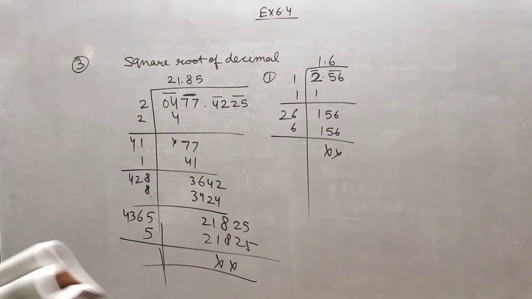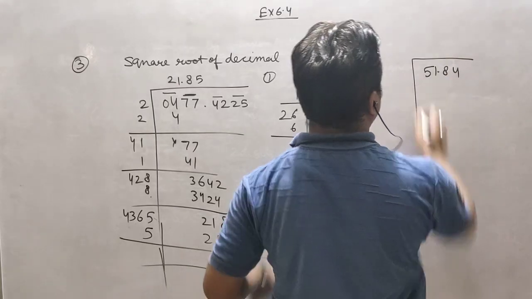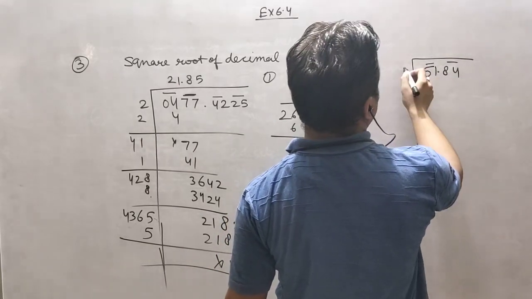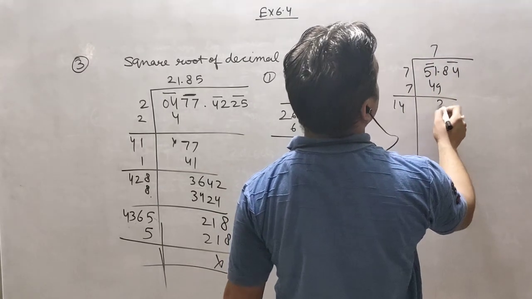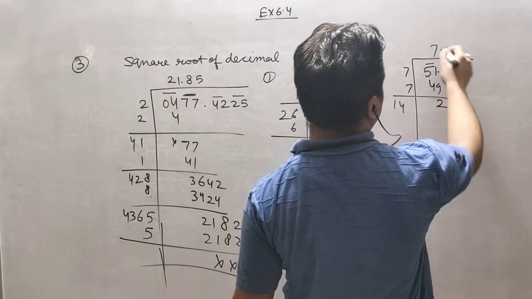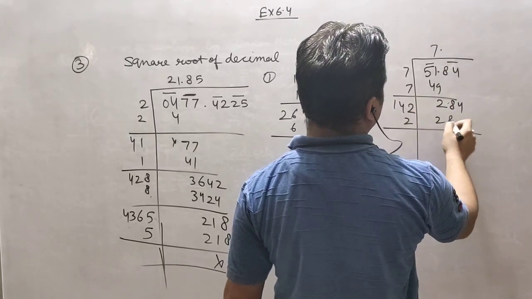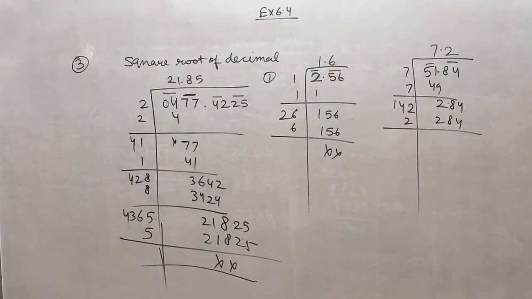Simple. Suppose you have 51.84. Before the decimal there are 2 digits, and here this one. 7 7 is 49, remainder 2, the point we will put here, and next you will get 284, so the answer is 7.2. So for the square root of a decimal, the procedure is the same, right?